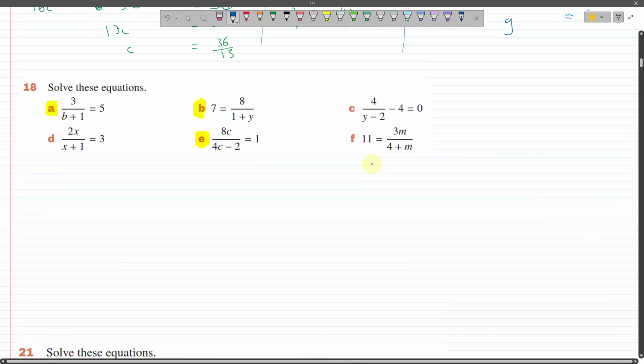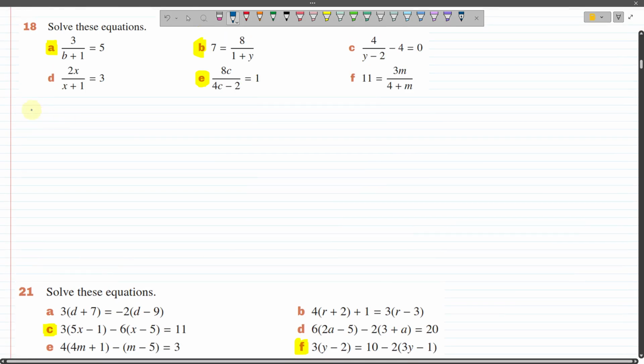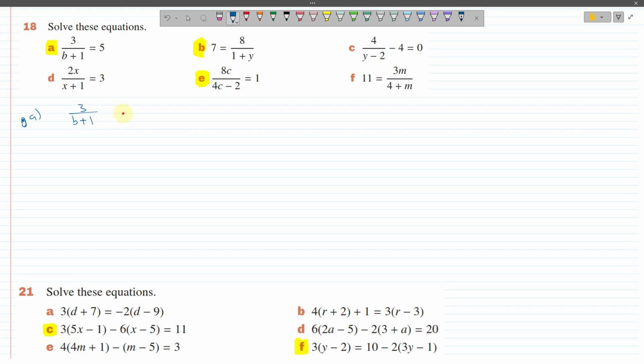Okay, we'll move to question 18. Solve these equations. Okay, let's do a. 3 over b plus 1 is equal to 5. Once again, because we have a denominator, the lowest common denominator is b plus 1. Multiply every term on both sides by b plus 1.